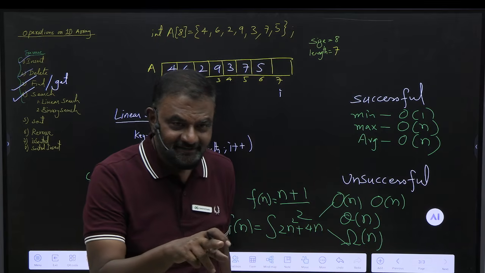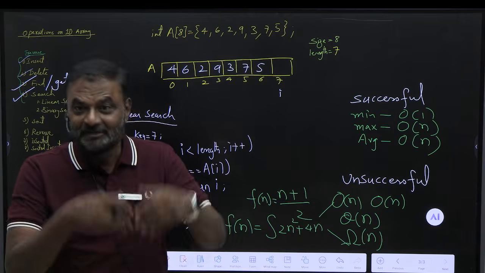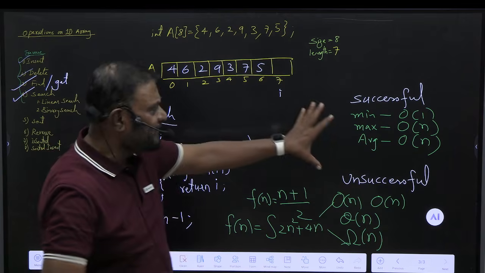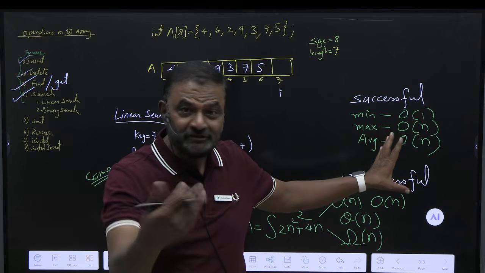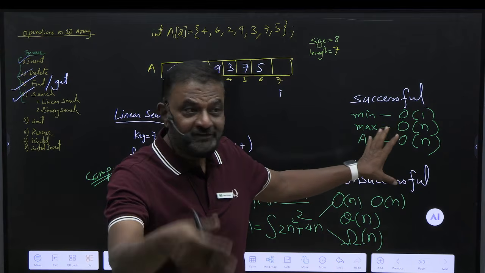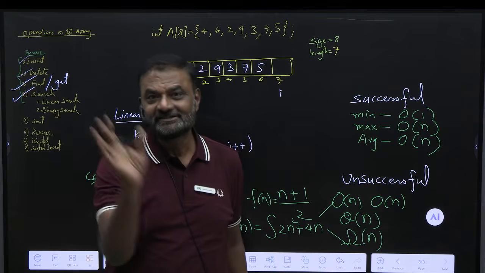Is it clear? For equal you can say omega also, big O also. So till now we were writing big O of, we can also say theta of, we can also say omega of, because we are directly getting functions.